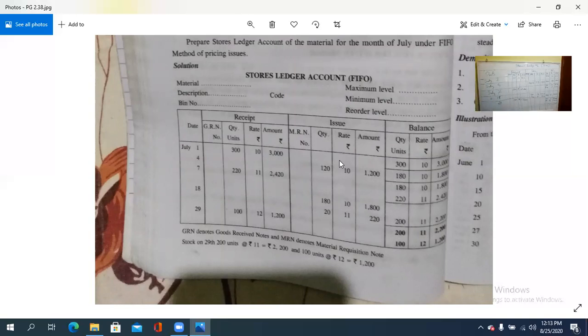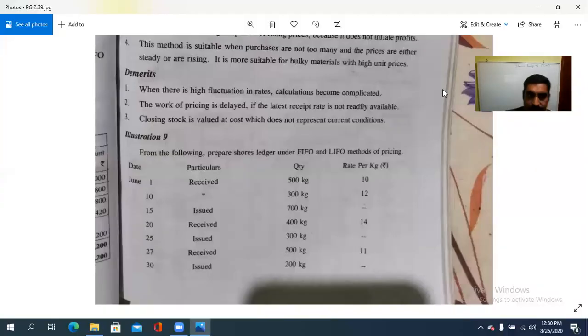Clear? So we will do another program also. Students, we will do illustration 9 for FIFO. LIFO later we will see. From the following, prepare the stores ledger under FIFO method of pricing. Date, particulars, quantity, rate per kilogram.